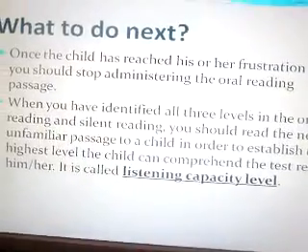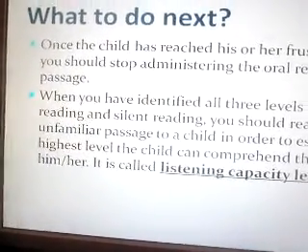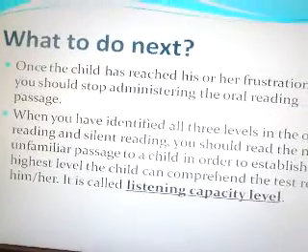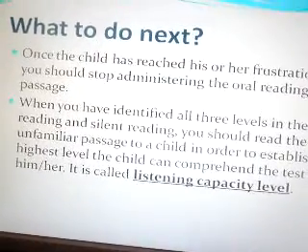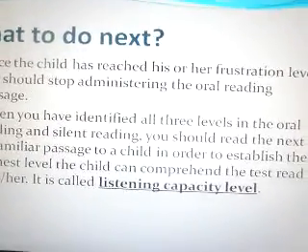When we have all of this and we figure out if the child has issues with word recognition or comprehension, then we develop some type of program to help them fix their mistakes and to get them to do better. So basically that's it.